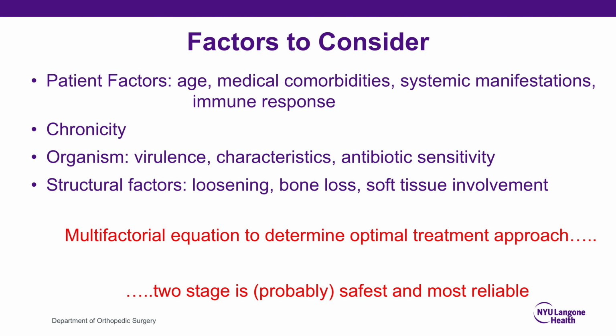There's a lot of factors to consider. There are host factors: the patient's age, comorbidities, the systemic manifestations, and the ability to respond immunologically to the challenge of an infection. The chronicity of the infection, the organism with respect to the virulence, other characteristics, and antibiotic sensitivity, and also structural factors. In other words, how does this affect the bones and soft tissues around the shoulder? So this represents a multifactorial equation for us to determine the optimal treatment approach. And for me, the two-stage approach is probably the safest and most reliable.